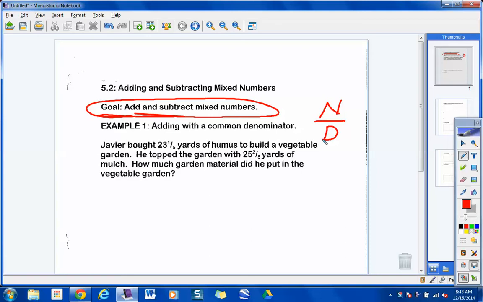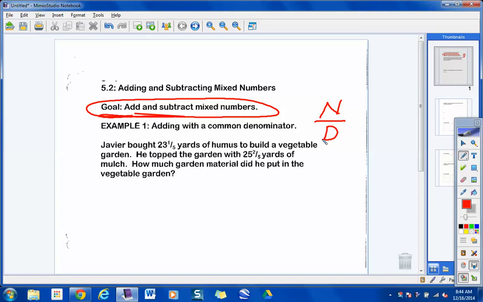How about a volunteer to read the first one? I'll read the first example here. It says, Javier bought 23 1/5 yards of, what's the word there? Hummus. Hummus to build a vegetable garden. Okay. It says he topped the garden with 25 2/5 yards of mulch. How much garden material did he put in the vegetable garden? A lot.